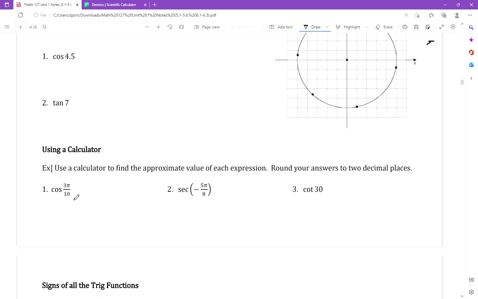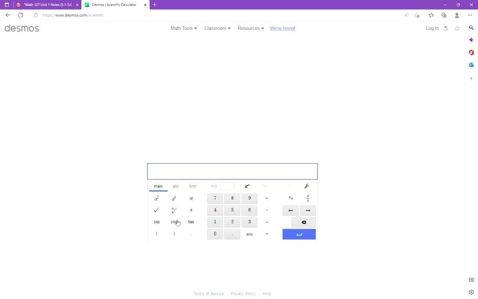Here's also why Desmos is good. I could just type that in exactly. There's cosine, and notice it does the parentheses for me. 3 pi, and then divided by 10. So I can make it look exactly the same way as what it is on the paper. There it is. That's it.